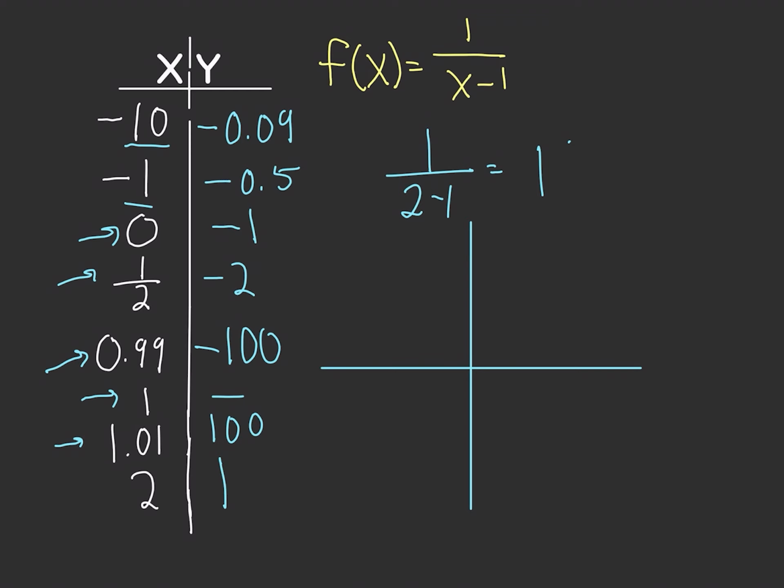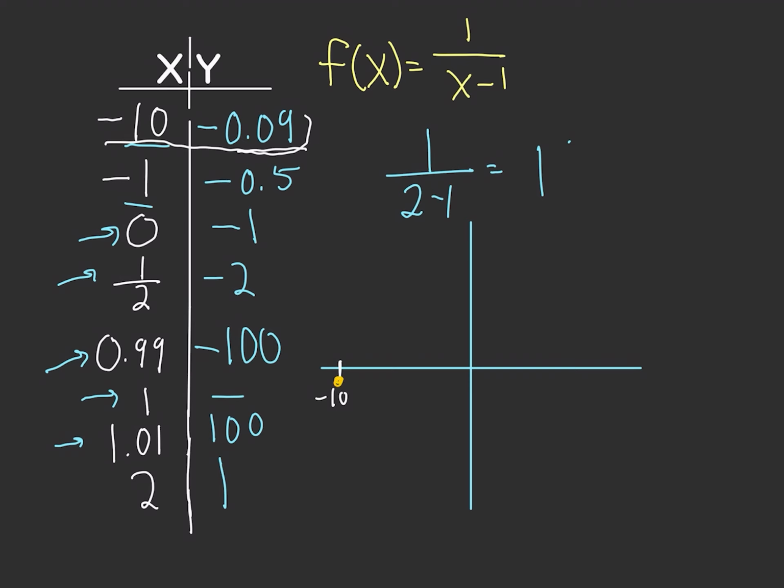So when I have the first one here at negative 10, when x is way over here at negative 10, this is very close to 0, but slightly below the x-axis. So that point would be right about here.